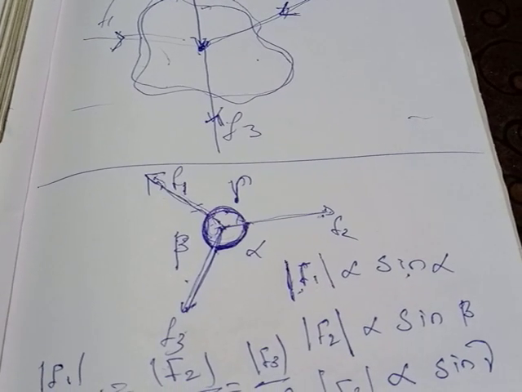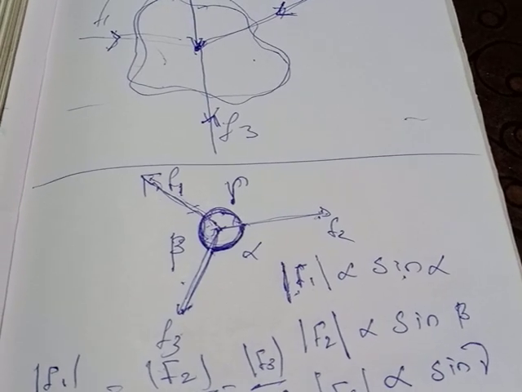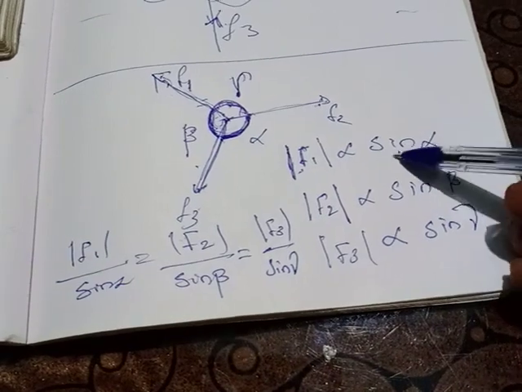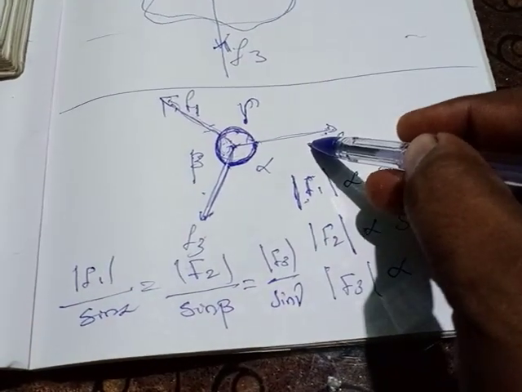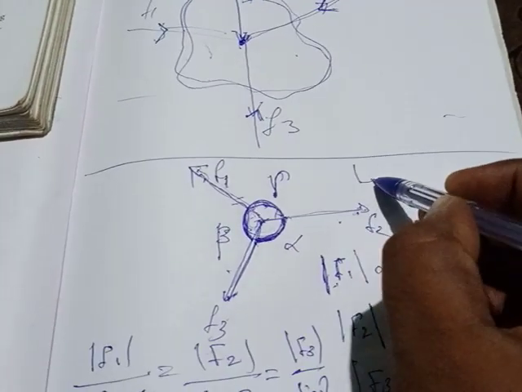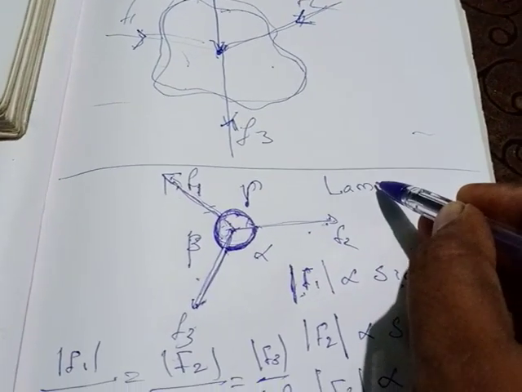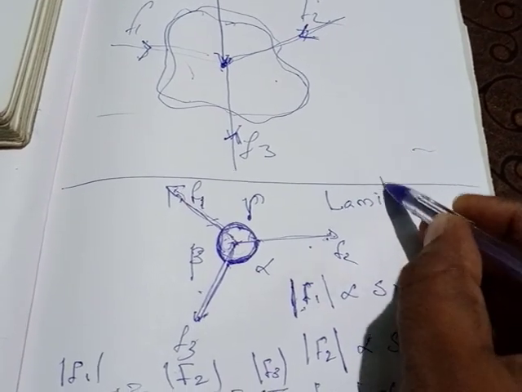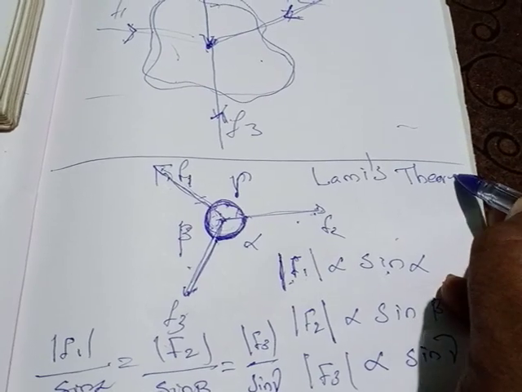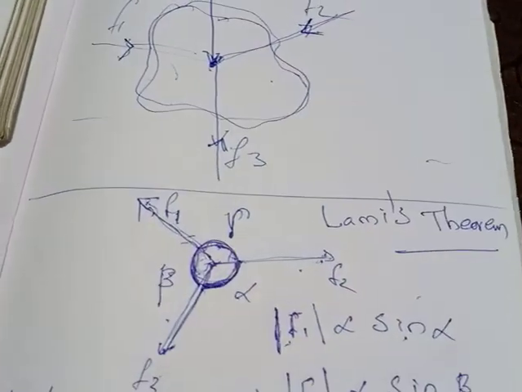That is what you can see on page number 129, 3.4 Lami's theorem. It is a very important 3-mark question. So this diagram also you have to draw. You have to write the definition. The definition is: the magnitude of each force of the system is proportional to the sine of the angle between the other two forces. So this is the Lami's theorem.